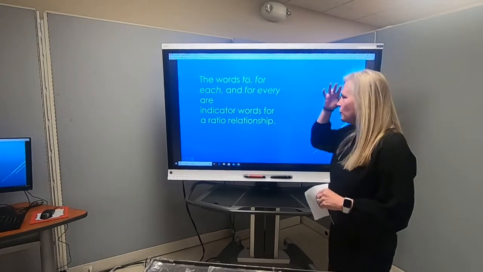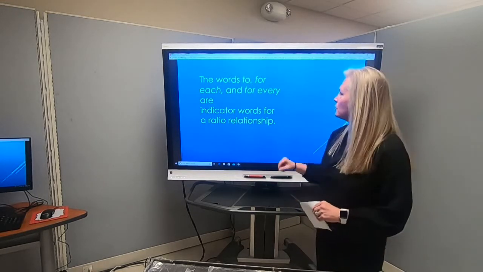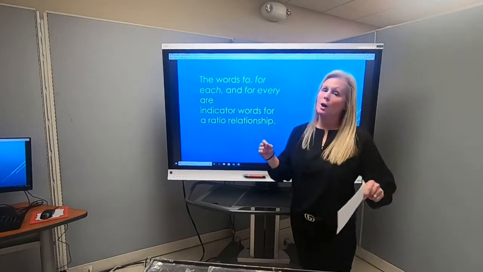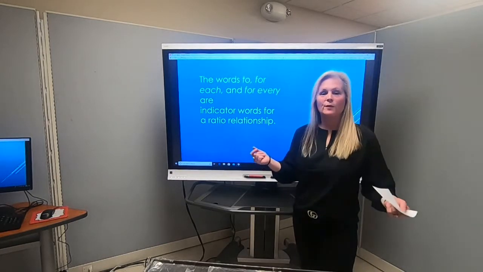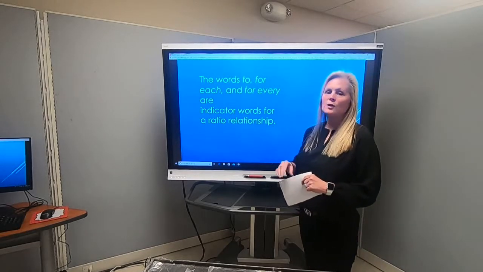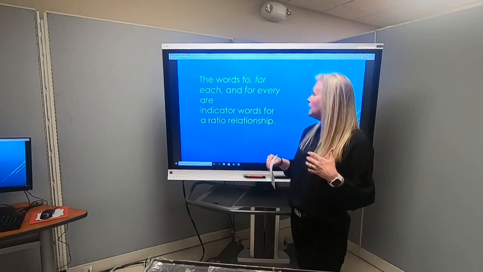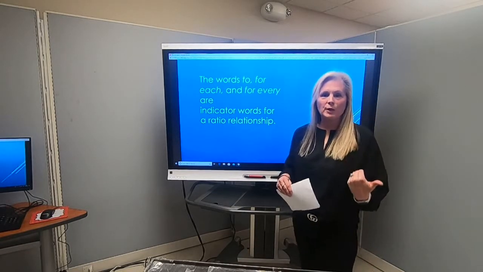All right, now as we start talking more in depth about ratios, some of these key words are really good indicators of, hey, here comes a ratio, or here is a ratio. The word "to," which we just said, well, that's how you read them. "For each" and "for every." Those are specific words that you can look for in questions, in any type of scenario, that tell you it's screaming to you that there is going to be a ratio coming up.